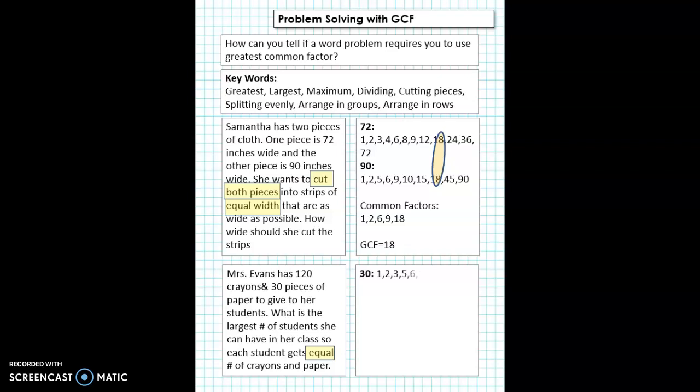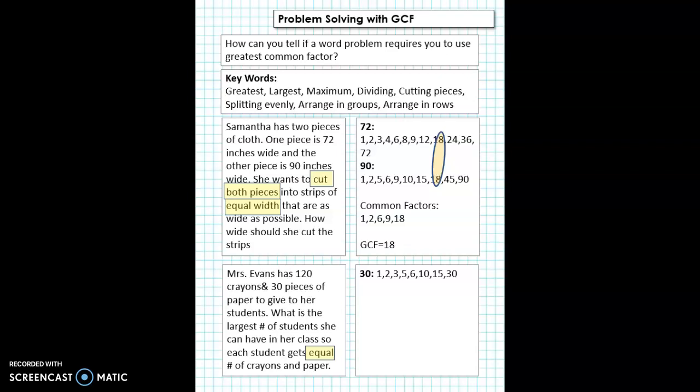Our next problem, Mrs. Evans has 120 crayons and 30 pieces of paper to give to her students. What is the largest number of students she can have in her class so each student gets equal number of crayons and paper? Again, we need to look for the words that tell us that this problem is the greatest common factor. In this case, each student gets equal number of crayons and paper.